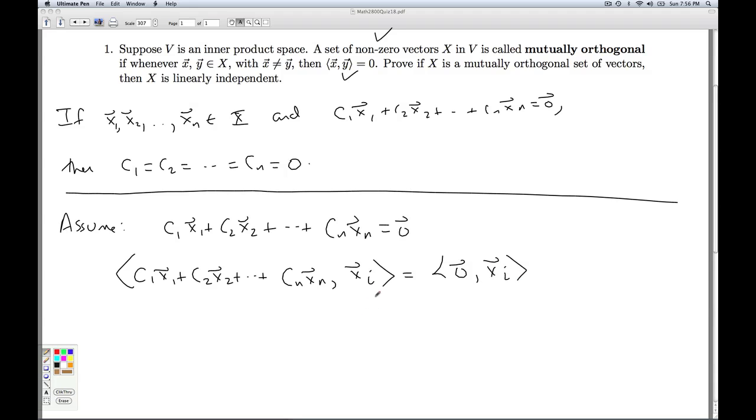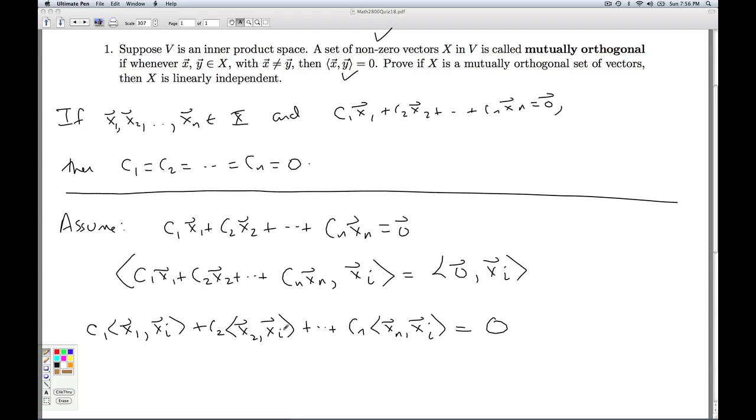And now I use properties of the inner product. The inner product is a bilinear thing, so it's linear in each coordinate. So the left-hand side can be written as c1 times the inner product of x1 with x_i plus c2 times the inner product of x2 with x_i on down the line. And we've proved, using properties of inner product, if I take the inner product of 0 with any vector, I just get the number 0.